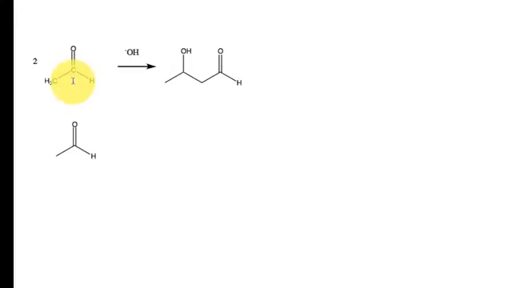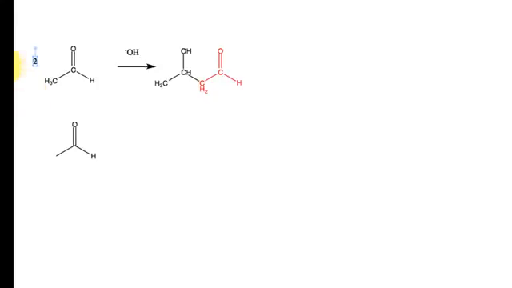As you see on the left, we have 2 carbon atoms, and on the right, we have 4 carbon atoms. 2 of these carbon atoms come from each of the 2 aldehyde molecules used in the reaction. So in fact, you combine 2 aldehydes together.